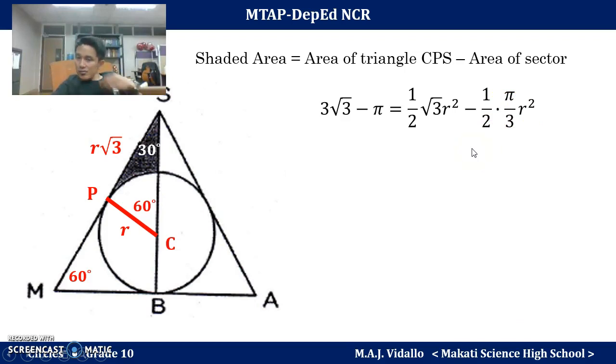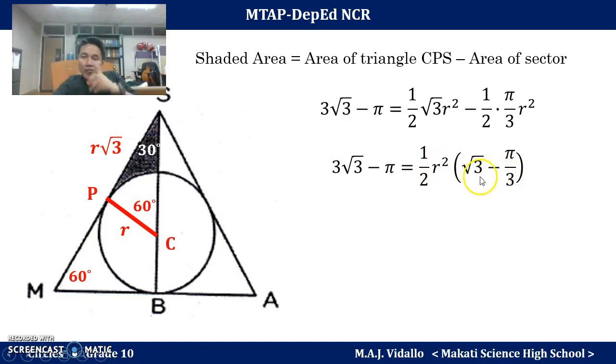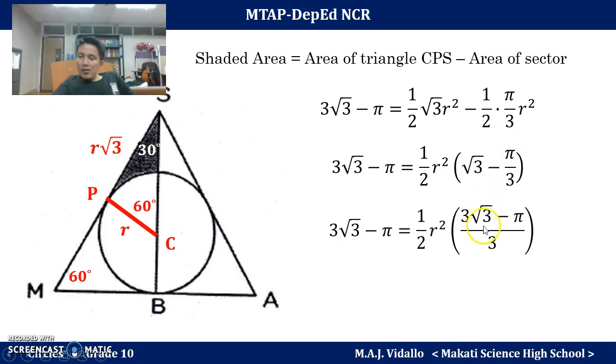Now, notice on the right side of the equation, I can easily factor out 1/2 r squared. That gives me on the right side 1/2 r squared times the quantity square root of 3 minus pi over 3. Manipulating this part, obviously I can cancel them. What will happen next is 1 equals 1/2 r squared times 1/3, or r squared is equal to 6, or r equals square root of 6.